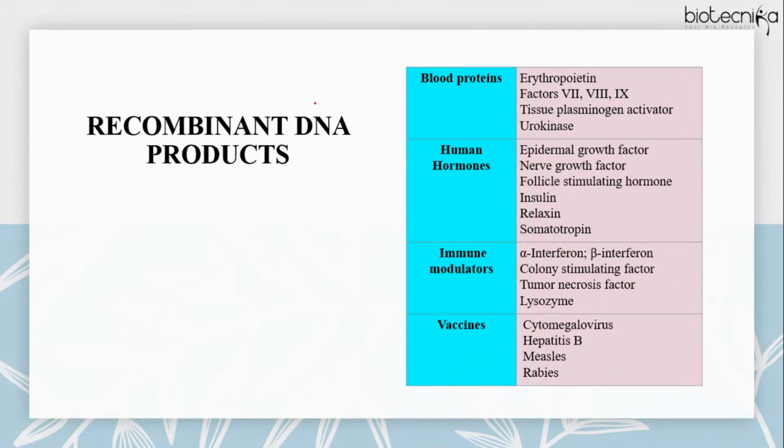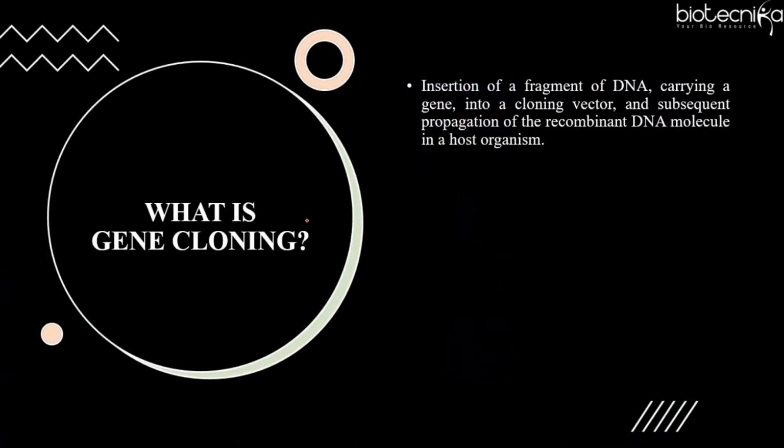So yes, these are the recombinant DNA products I was talking about. Here you can see we can develop blood proteins, right? Factors 7, 8, tissue plasminogen activator. We can develop human hormones, right? Immune modulators, even vaccines as well. So many recombinant DNA products have been formed using this recombinant DNA technology. This was the first term we have discussed so far, recombinant DNA technology. Now, another term is gene cloning.